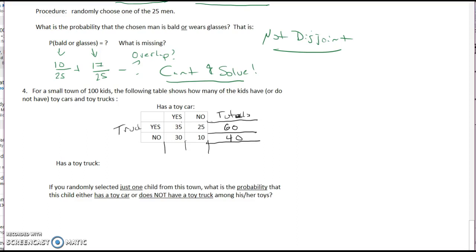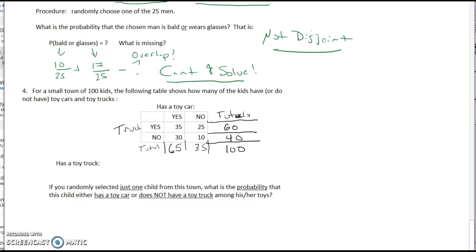Then we asked kids if they own a toy car. 35 plus 30 is 65 people owned a toy car. Again, we're going to do totals down here. 25 plus 10, 35 kids said they do not own a toy car. Again, we asked a total of 100 for this.